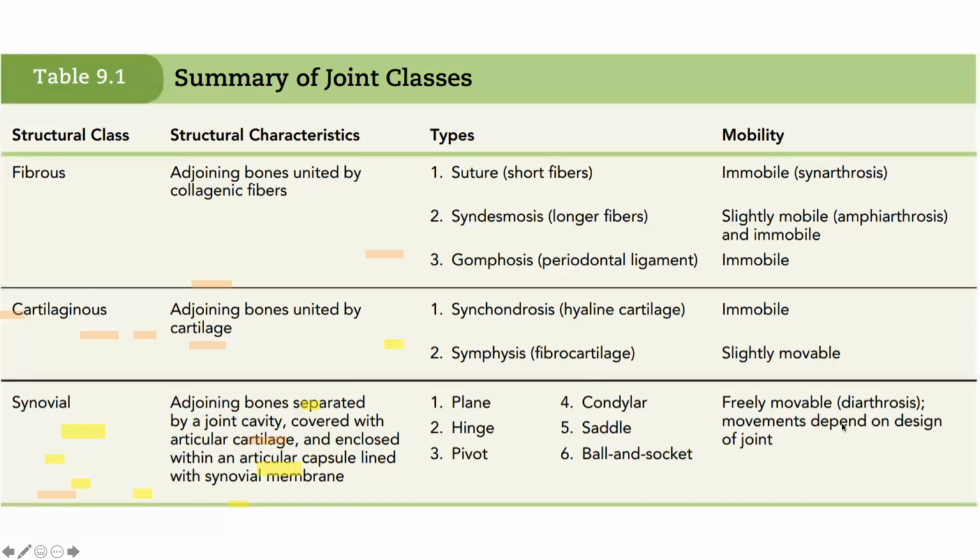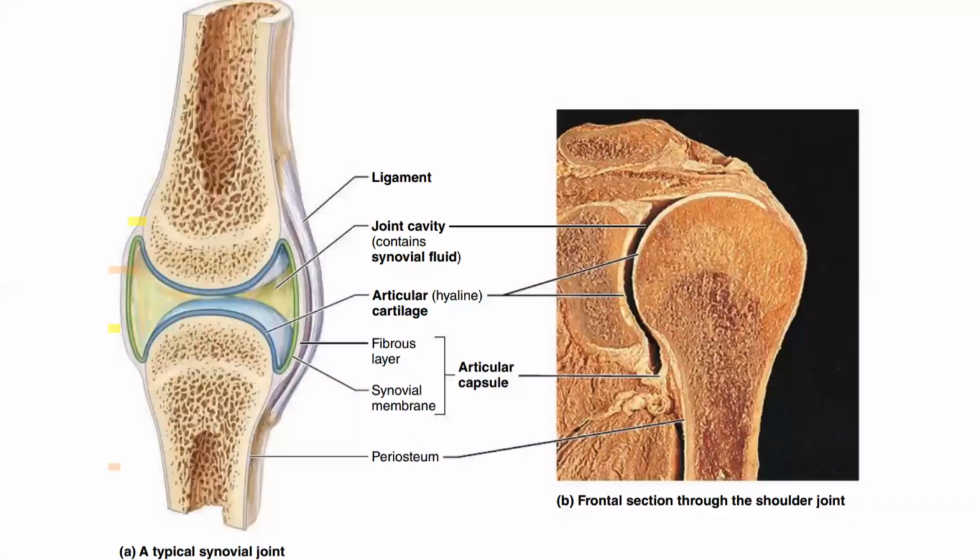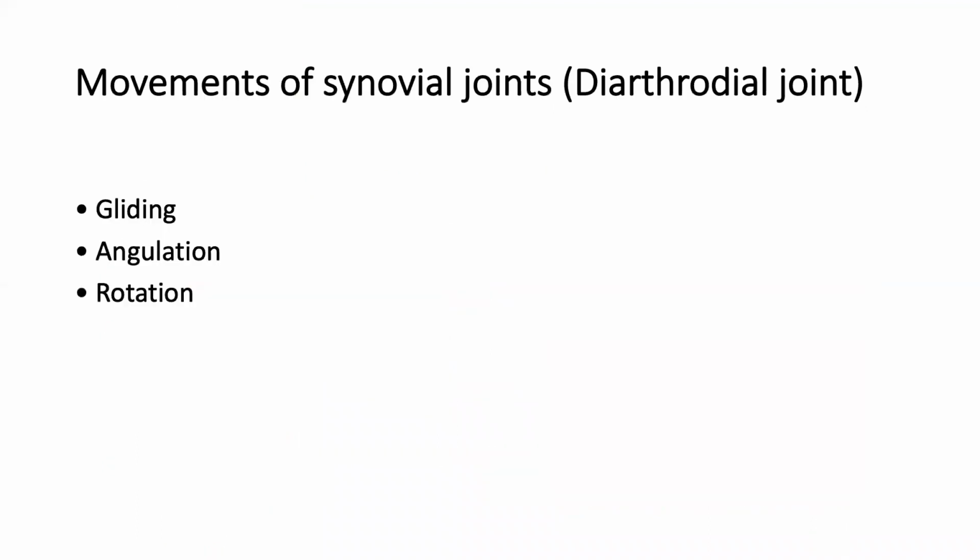So that means only the synovial joints have free mobility. But at the same time, not all synovial joints are freely mobile. These are the characteristics of a typical synovial joint, which we have discussed. And the movement in the synovial joints can be rotation, angulation, or gliding movement.